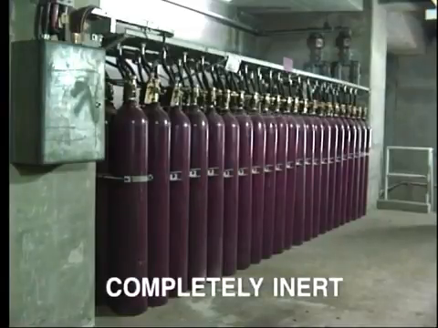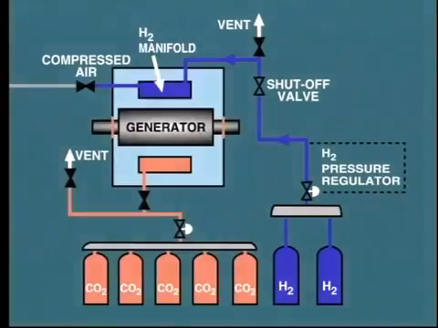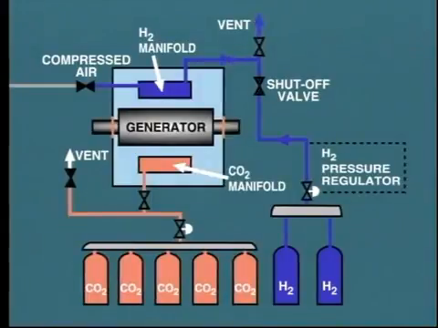CO2 is a completely inert gas that is non-flammable and non-explosive. The CO2 gas is admitted under pressure through a manifold at the bottom of the generator casing. This gas is much heavier than hydrogen. As it fills the generator casing from the bottom upwards, it slowly pushes the hydrogen out of the top manifold.